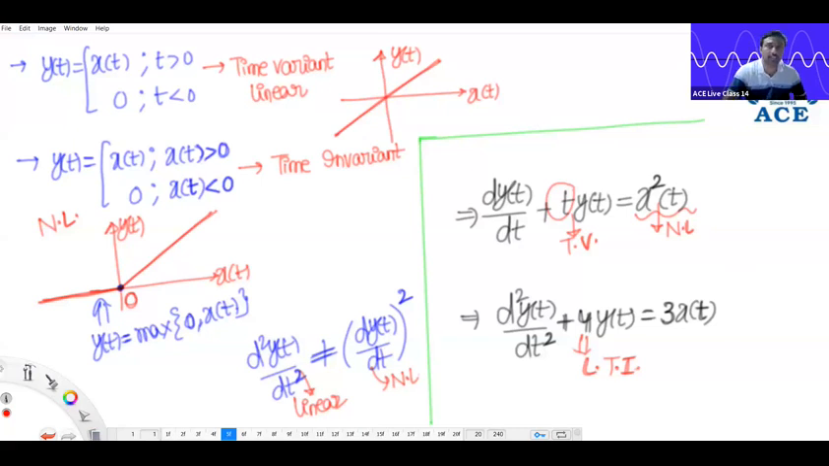In any differential equation, if all coefficients are fixed with only linear elements, that is called an LTI system. Either you take differential or difference equations, sir. If all coefficients are fixed with only linear elements, that is an LTI system.